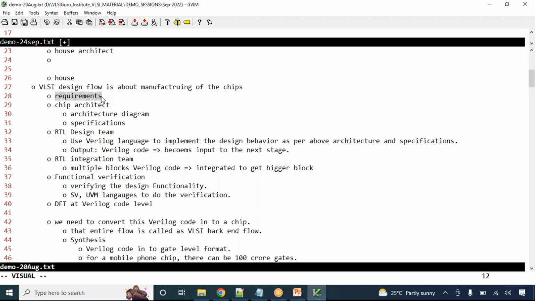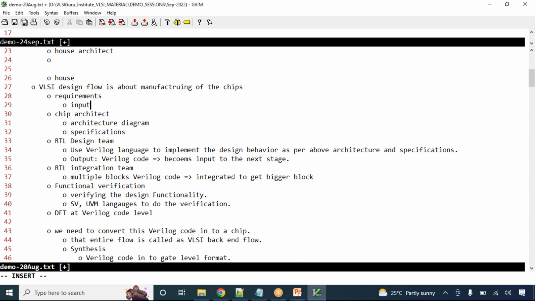Let's say I want to manufacture a laptop. What are the requirements of a laptop? What kind of USB port do I need? What kind of HDMI port? What kind of display? What kind of processor? What kind of SD card interface? Even the audio, what kind of audio do I need? Everything I come up with becomes the requirements. The requirements are input to the architect.